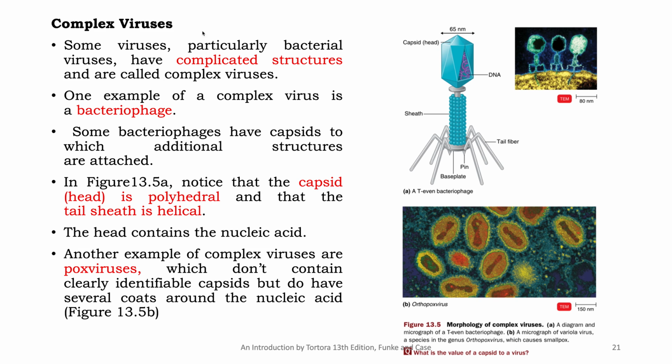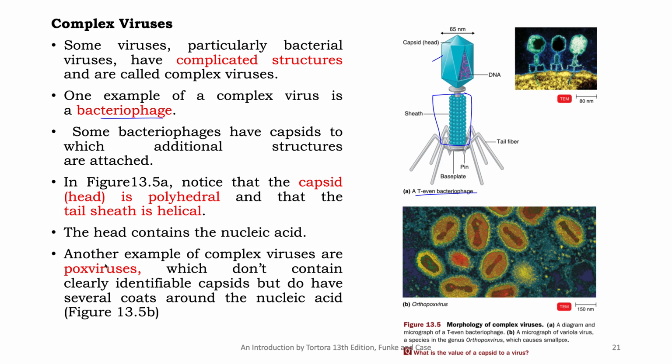Then the last category is complex viruses, wherein the structure can be very complicated. It can be a mixture of many things. For example, bacteriophages, that is, the viruses that infect bacteria. Some of the bacteriophages have capsids, and they have additional attachments to the capsids. For example, this is a T-even bacteriophage, wherein you can see this is the capsid, which is a polyhedral structure inside of which you have your nucleic acid, and it has an additional sheath, which is a tail, and this is helical, and you have tail fibers attached to the sheath, and you have pin-like structures. Basically, the fibers are used for attachment, and these pin-like structures are also used for attachment.